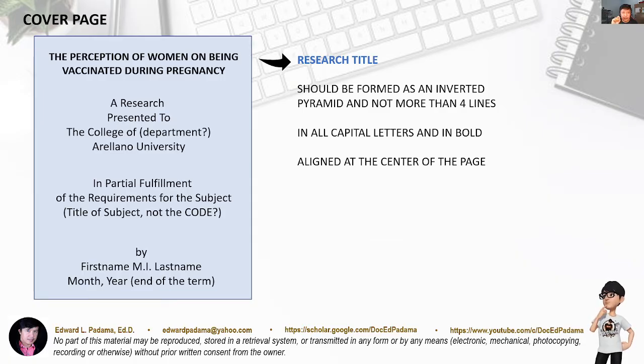So when you talk about mechanics, these are the specifics that you need to be aware of and you need to implement. So again, the research title is typed or encoded in all capital letters and in bold form. And then eventually, everything in the cover page should be aligned at the center of the page. So that is how you're going to encode or type your research title.